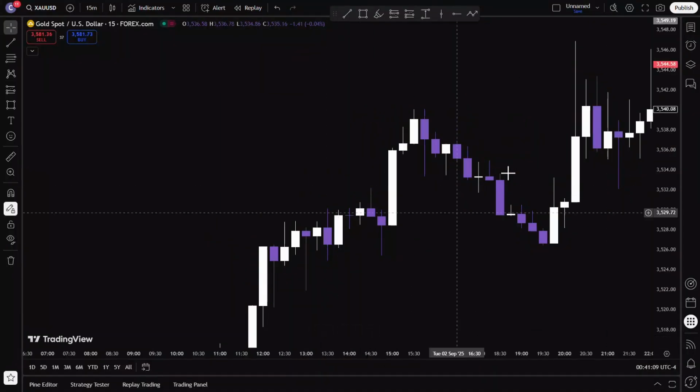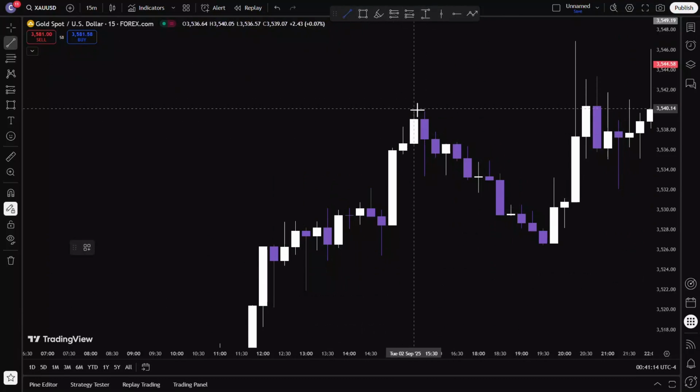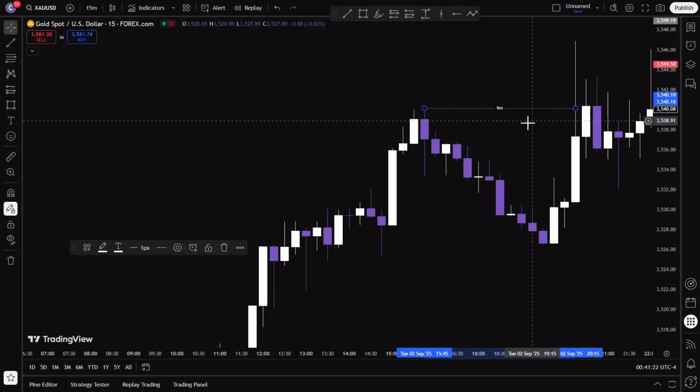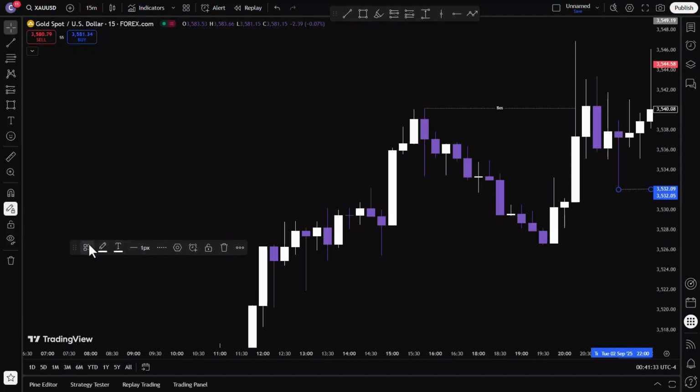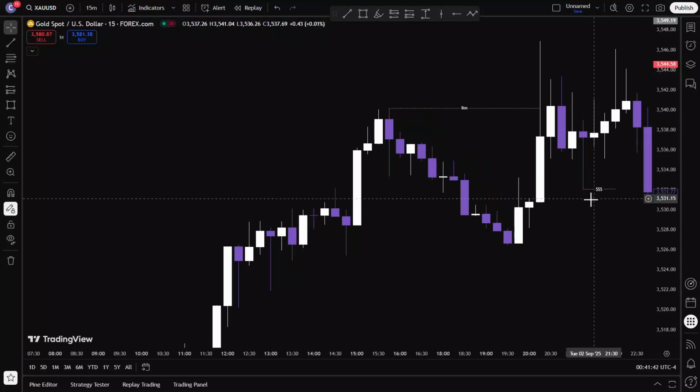So look at this chart. Here we have a break of structure. The market creates a BOS, and after that we look for the liquidity. So let's go. And look at here, we have the liquidity here. And now we wait for the price to grab this liquidity. Okay, so we wait for price to grab this.